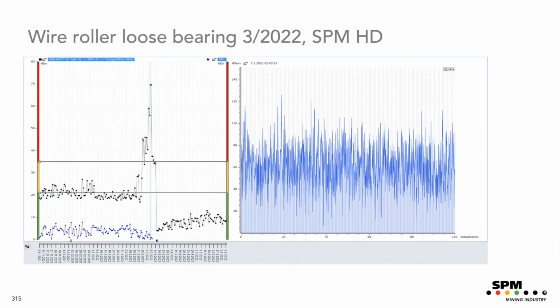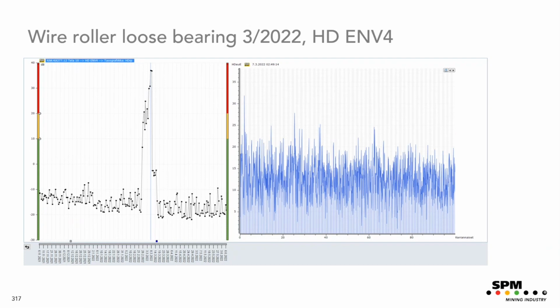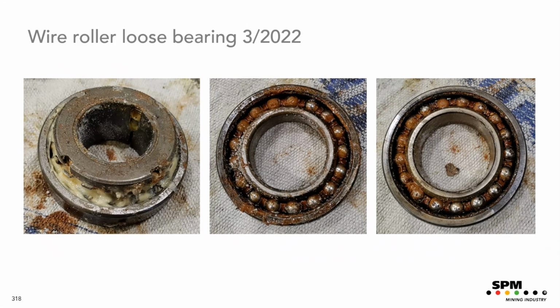And the last case here is where we have loose bearings. You can see very increased shock pulse readings, with different measuring technologies: SBM HD, HD enveloping filter 4 and filter 3. And that's how the bearing looks like.